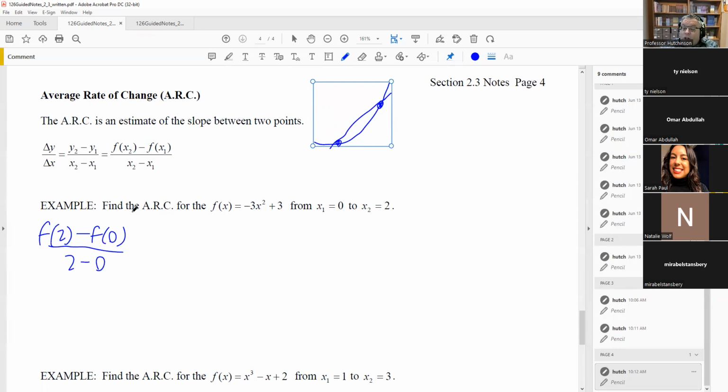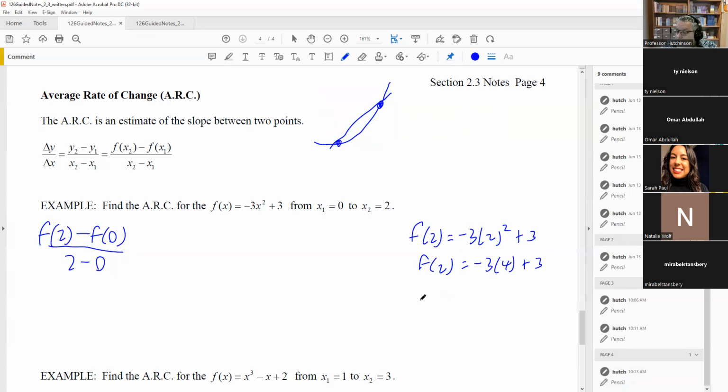Now, we want to figure out what f of 2 and f of 0 are. So let's do that off to the side over here. f of 2, we want to find. To find f of 2, we're going to go back to the original function, and we're going to put a 2 in there for x. So negative 3 times 2 squared plus 3. f of 2 is equal to negative 3 times 4 plus 3. So f of 2 is equal to negative 12 plus 3. That would be negative 9. So now I know what f of 2 is. Next, we want to find f of 0.